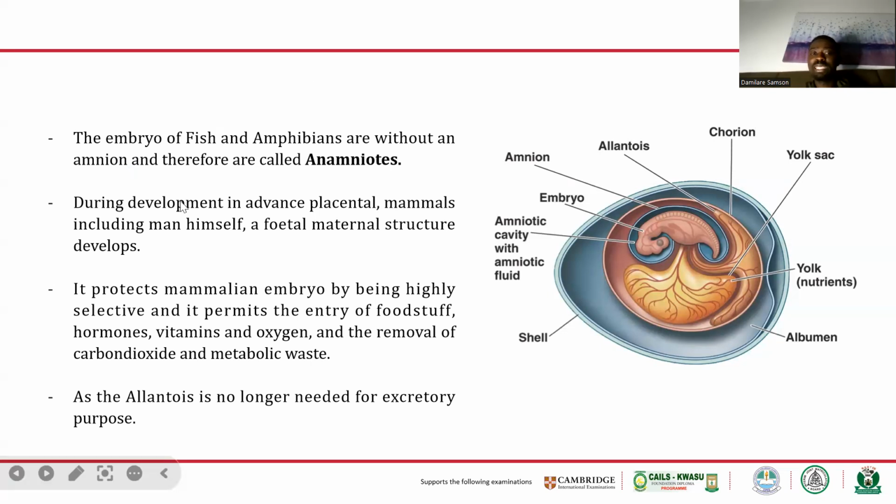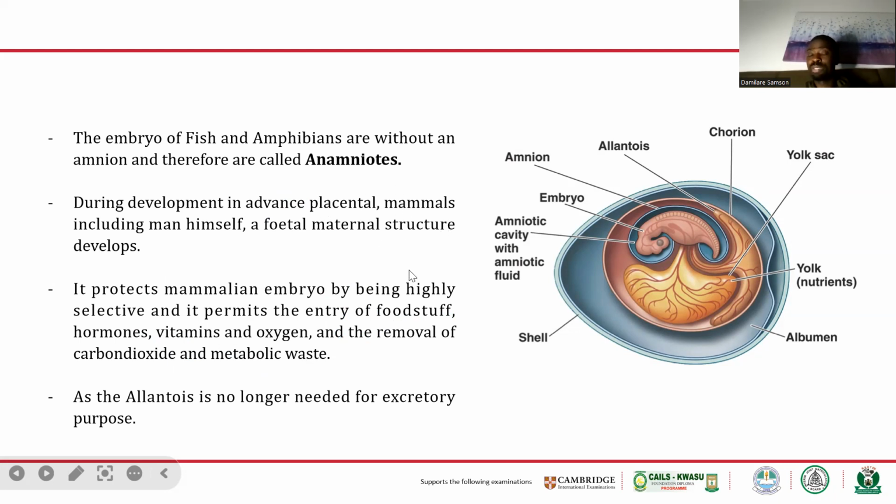Now, during development in advanced placenta, we are going to mammals now. In mammals, including man himself, a foetal-maternal structure develops that is more complex than that of birds. So what does it do? It protects the mammalian embryo by being highly selective, and it permits the entry of foodstuff, hormones, vitamins, and oxygen, and the removal of carbon dioxide and metabolic waste. Remember that. That is the placenta, advanced placenta now.